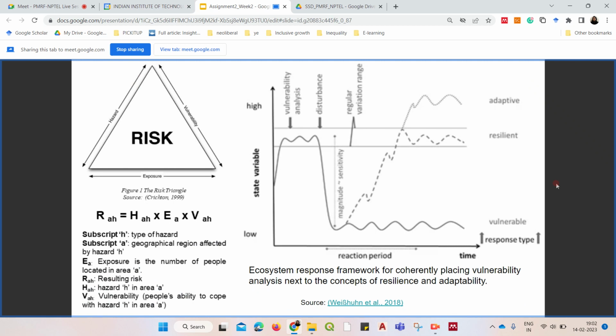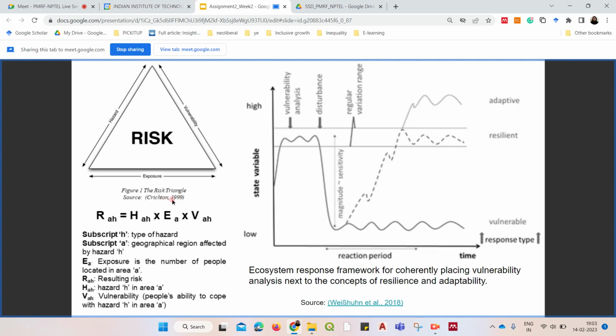Resilience and vulnerability, they are related, but they're also explained by different academics and different schools of thought in different ways. So one school of thought treats risk as a function of hazard, exposure, and vulnerability.